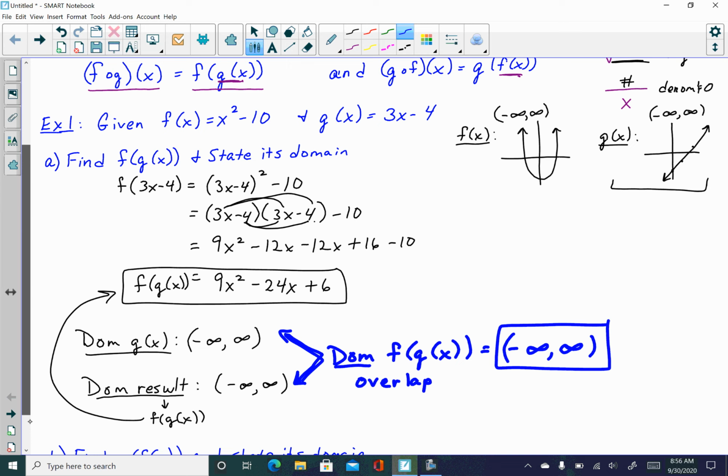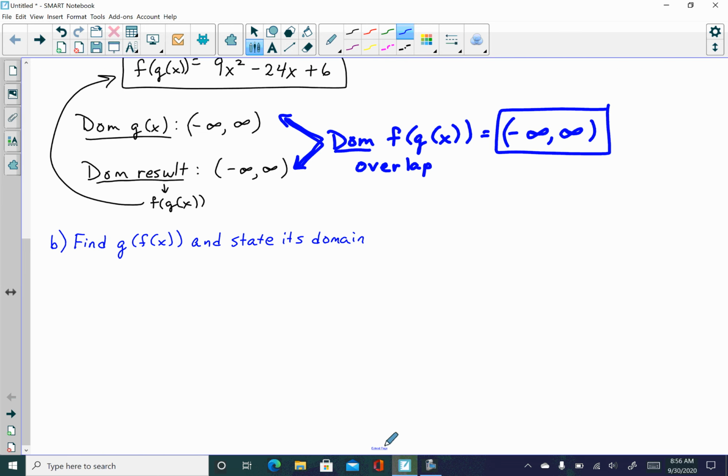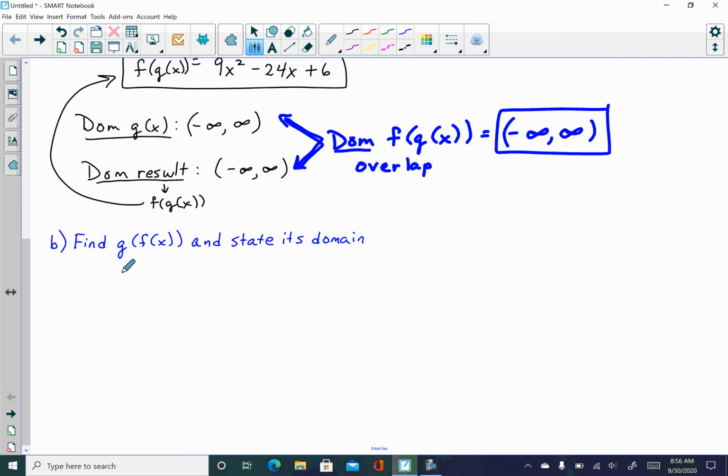Okay. All right, so let me scoot on down here to letter B. I want to find g of f of x. So I'm still sticking with the same functions up at the top, working from the inside out. So g of f of x. So f of x was x squared minus 10.